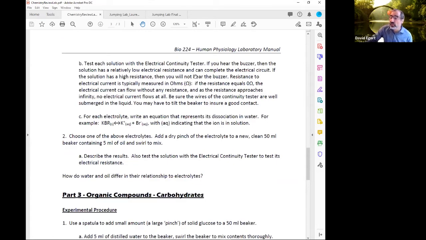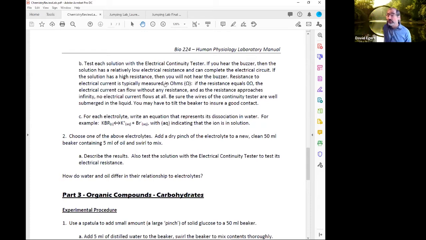Then test each solution with the electrical continuity tester. You'll see in the video, but basically it's a buzzer I've made where if the 2 wires touch, it buzzes. And if the wires are not touching, it doesn't buzz.